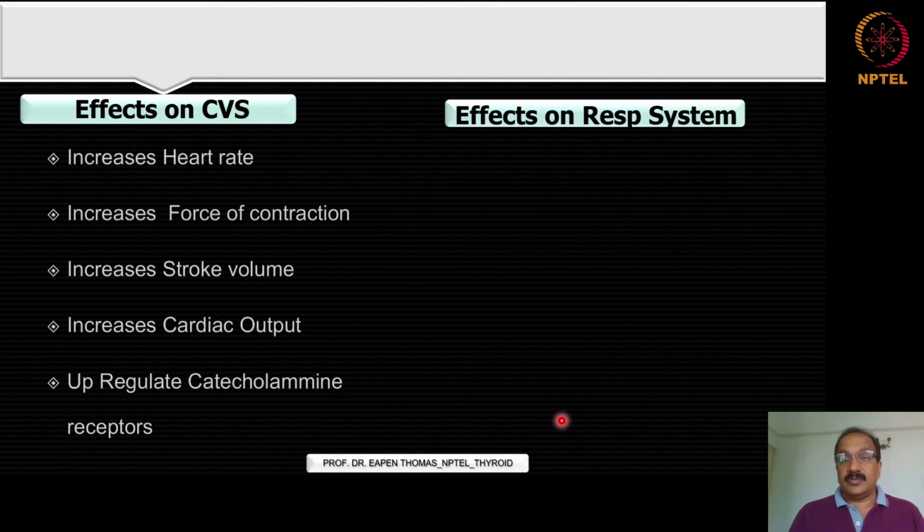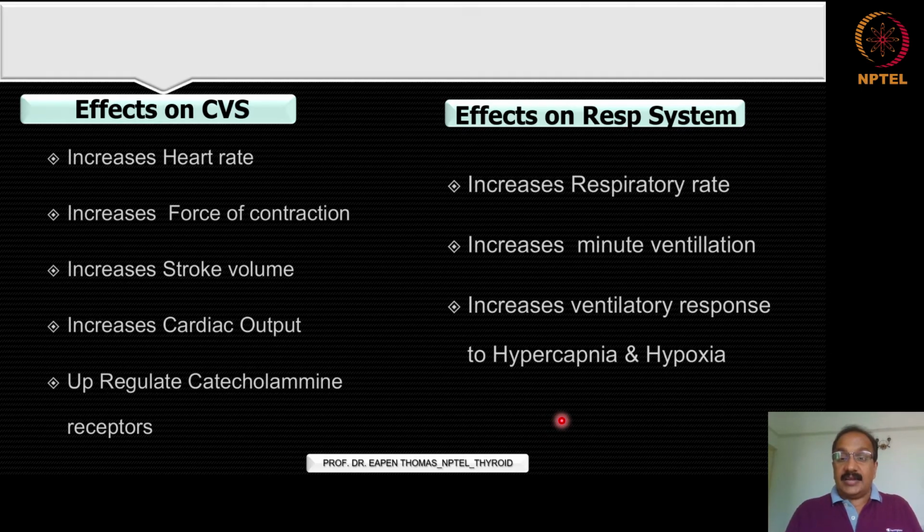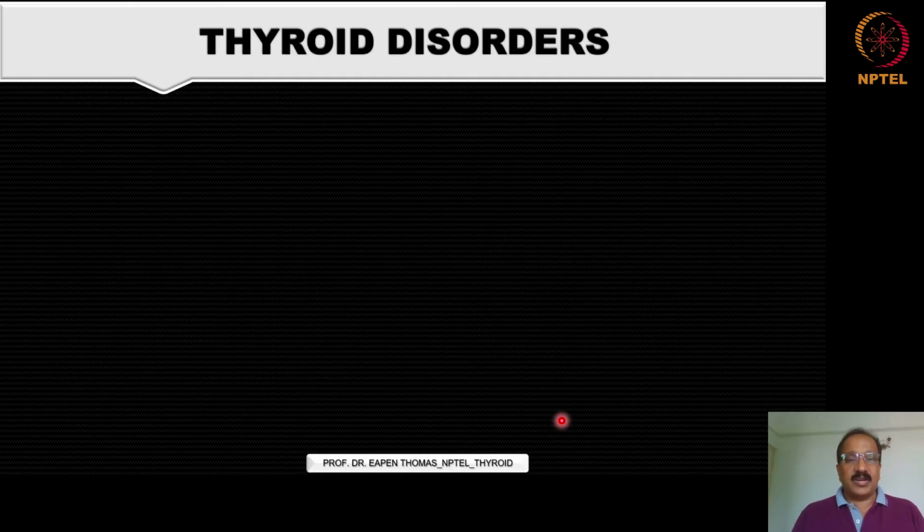Let's see what happens to the respiratory system. It increases the respiratory rate, more than normal, and it has a stimulatory effect on the respiratory system too. It also has an effect on the mode of ventilation, and increases the response of your lungs to hypercapnia and hypoxia. A situation where there is a higher level of carbon dioxide is called hypercapnia. A situation where there's a lower level of oxygen is called hypoxia. So the response of the lung or the respiratory center to these situations is also regulated by these thyroid hormones. So that is the effect of thyroid hormones on the respiratory system. Now let us see what the thyroid disorders are.